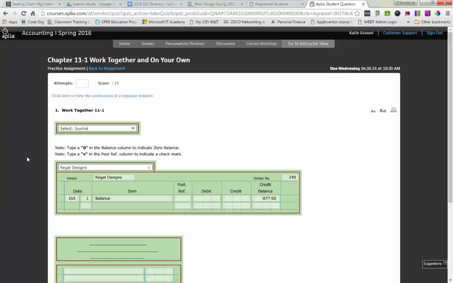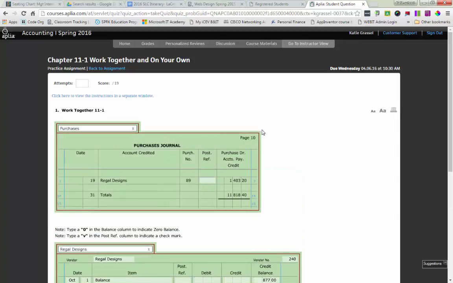My next instruction for Work Together 11-1 reads, post the accounts payable credit entry on line 7 of the purchases journal. What is important here is they told us which journal to go to first, so I'm going to go to my purchases journal. The purchases journal is one of the easiest journals to record onto because there's only one column here for numbers. But this is what you need to realize. You need to read this line right here. It does not say account. It really says accounts credited.